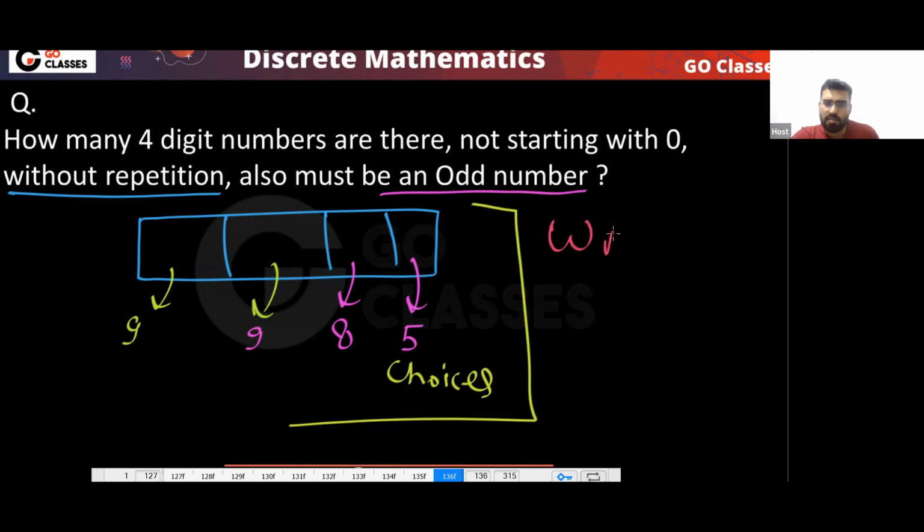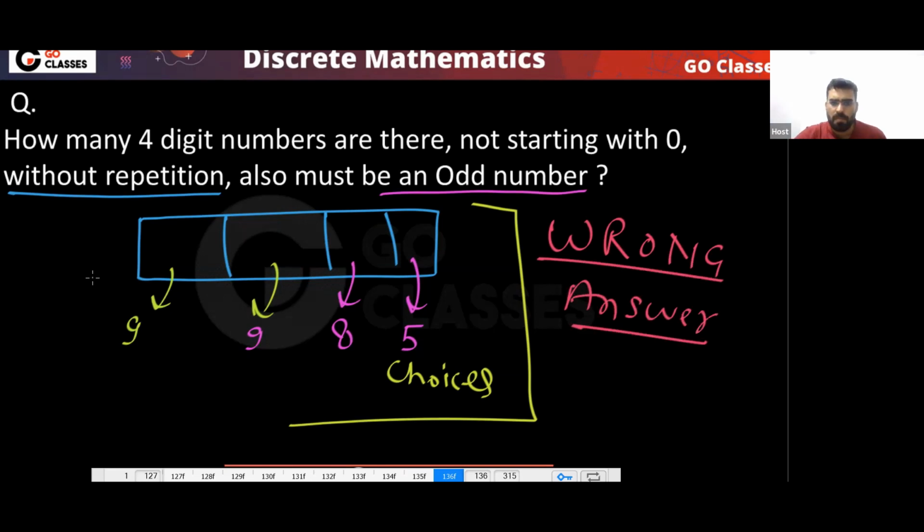This answer is utterly wrong. Let me tell you, wrong answer. And what is wrong here? Because these choices will depend on what you put here. Agree or not? These choices will depend on what you put here, because you are not having any repetition. Why is this wrong? Let me tell you. Just think about it.